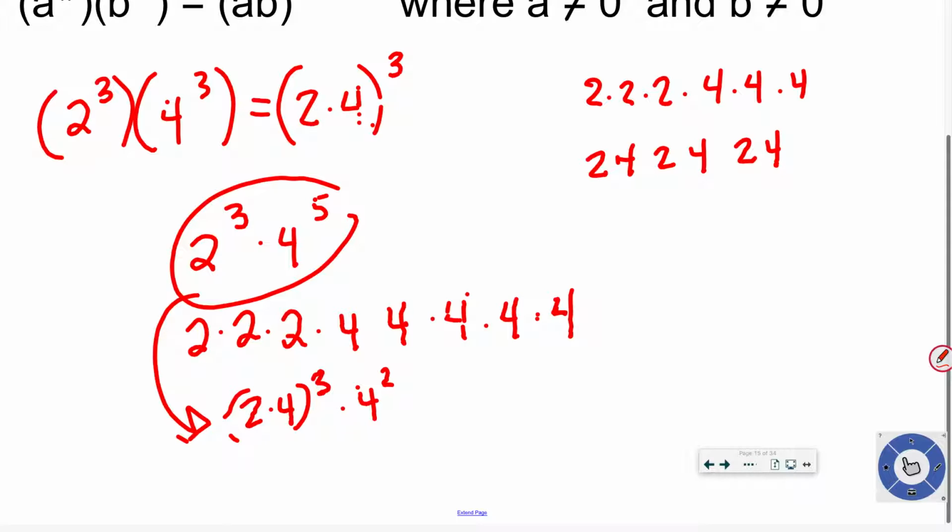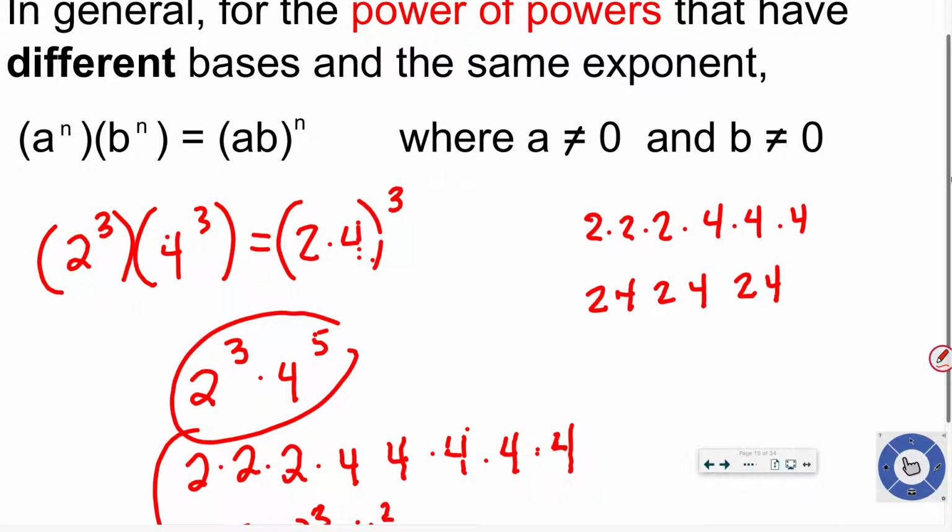You could rewrite it. I didn't change the value by doing that, but I don't necessarily know if I simplified it. So this property, where it's a power of a power, is specifically when they have the same exponent. You can regroup it and rewrite it because this does look a bit simpler than these two terms multiplied by each other. Questions?